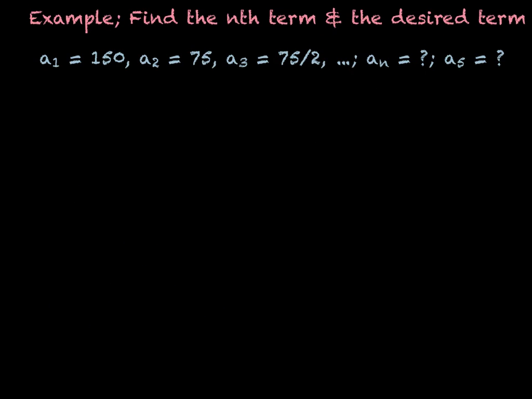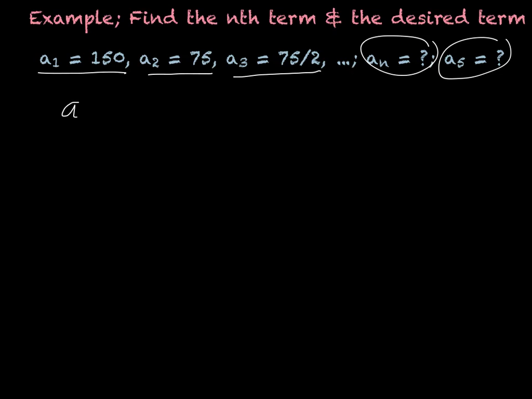And the last example, we're given a sub 1 equals 150, a sub 2 equals 75, a sub 3 equals 75 over 2, and we want to find a sub n and a sub 5. So a sub n equals a sub 1 times my r to the power of n minus 1. So I put in what I know. a sub n equals my a sub 1, which is 150, times my r to the power of n minus 1. What I need to find next is my r.